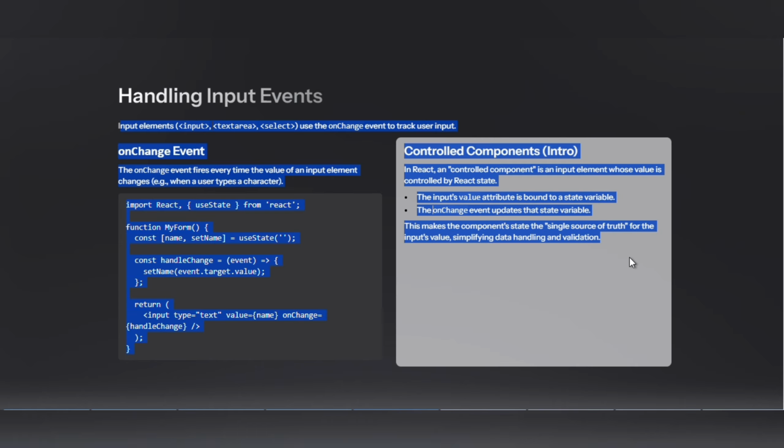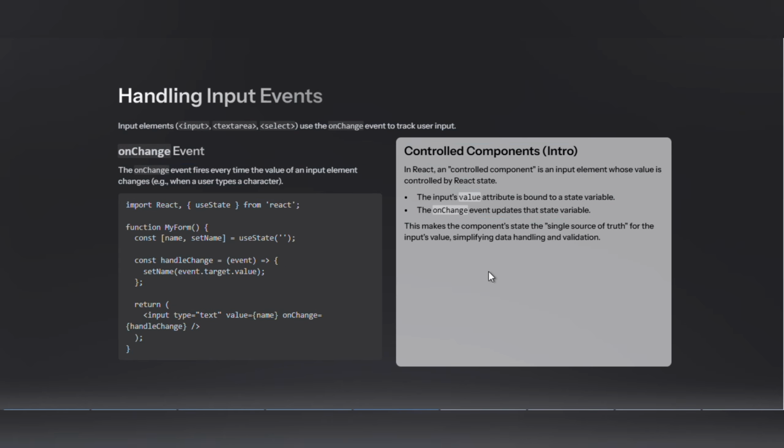Now, let's talk about handling input fields. In React, input elements like input, textarea, and select use the onChange event. The onChange event fires every time the value of an input changes. For example, when a user types, we store the input value in state. Every keystroke updates the state, and React re-renders with the new value.